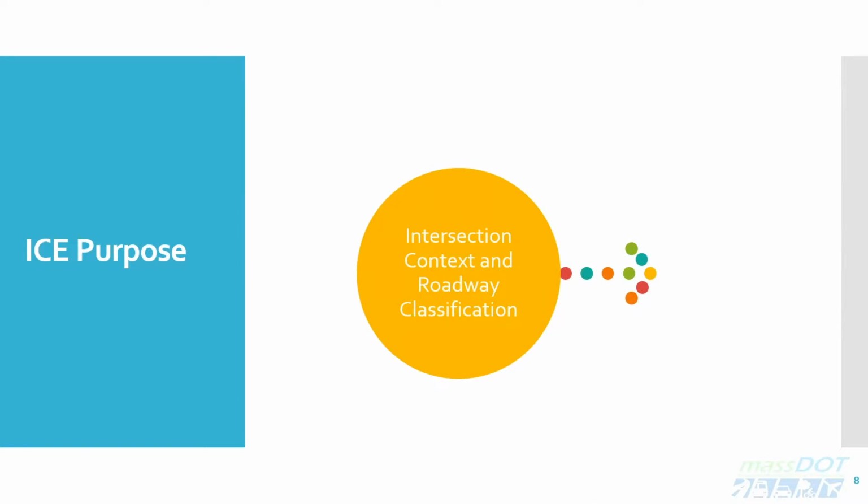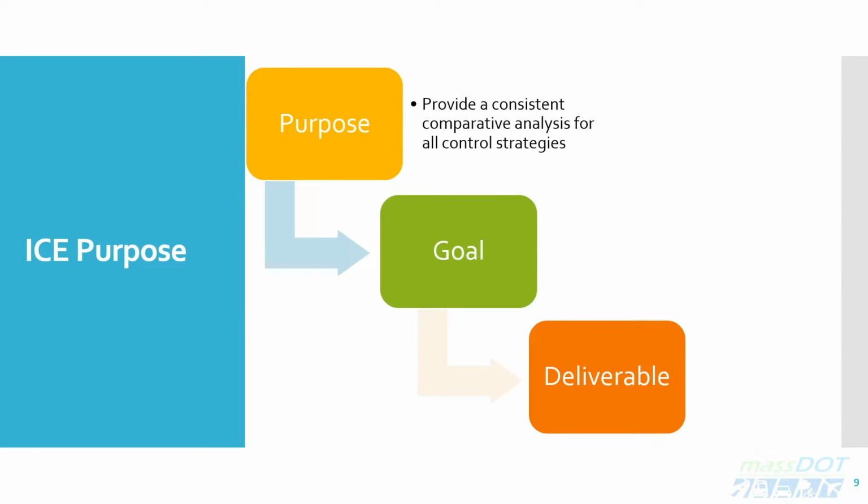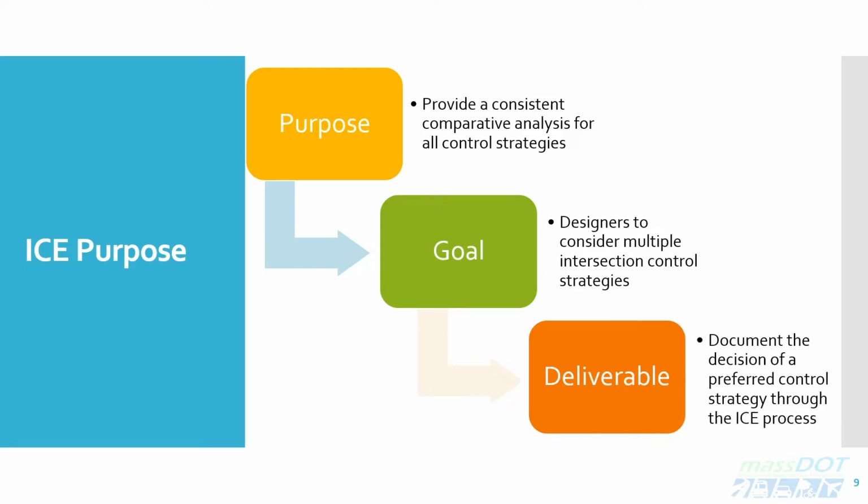While considering the intersection's context and roadway classification, the ICE procedure is used to objectively evaluate, compare, and select a preferred intersection control strategy to meet the project's purpose and need. The ICE procedure is intended to provide a consistent comparative analysis for all control strategies. Designers will consider multiple intersection control strategies, allowing a comparative decision-making process to select a preferred control strategy. The decision to select a specific control strategy is documented through the ICE process.